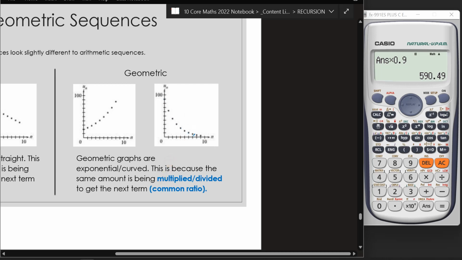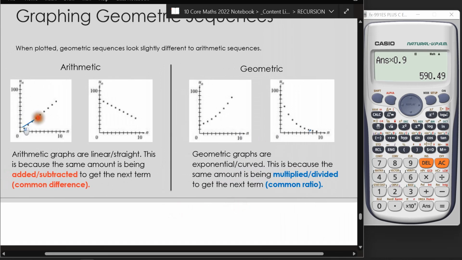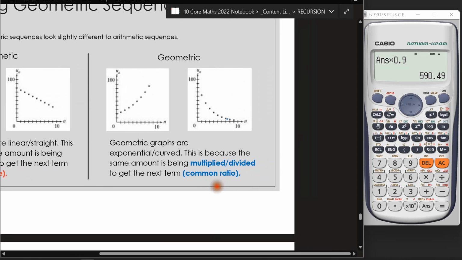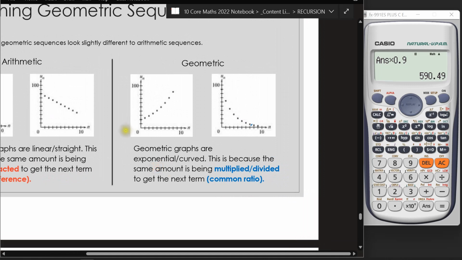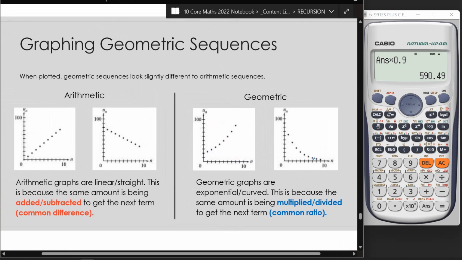So if you're graphing something and you find that you're graphing, for example, arithmetic sequences and it's curving, make sure you've checked if it's arithmetic or geometric, and vice versa. If your sequence is geometric and for some reason it looks like a straight line, you may not have graphed it properly. But just notice the difference between arithmetic and geometric graphing. Arithmetic sequences, straight line. Geometric sequences, curved line.